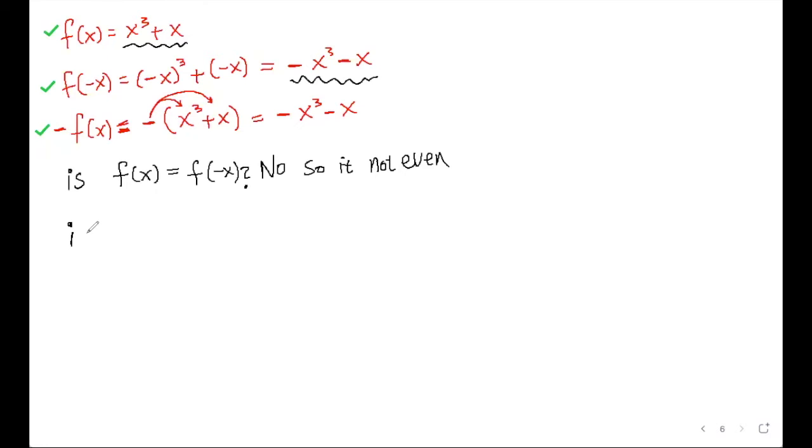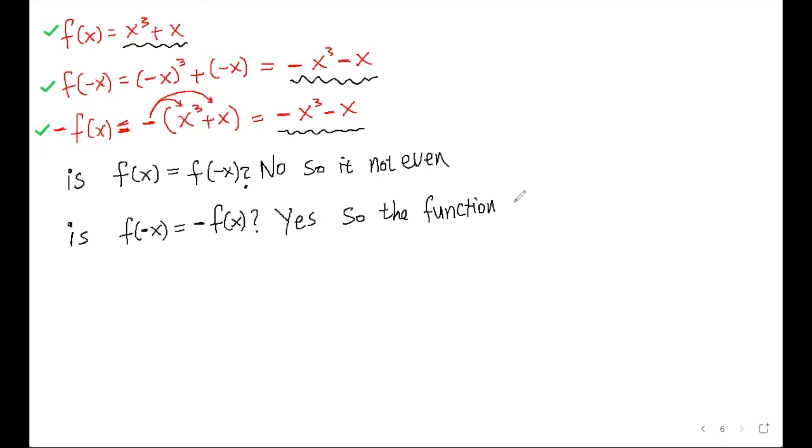Now we have to check the second condition: is f of minus x equal to minus f of x? Going back here, we see minus x cubed minus x, and here we have minus x cubed minus x. Both are equal, so the answer is yes. Look, this function is exactly like this function. So this means the function is odd.